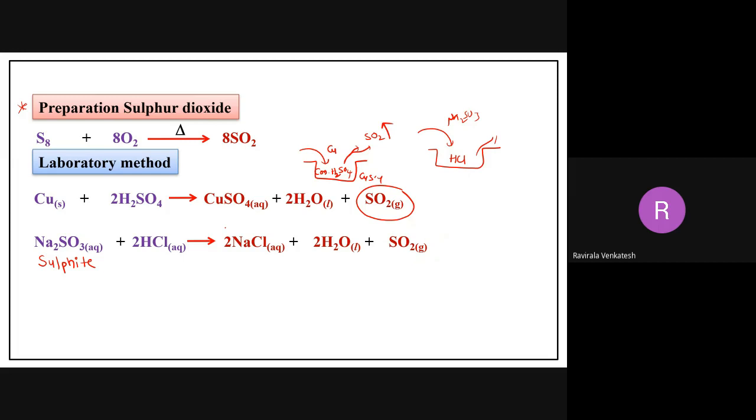When sulfide dissolves in HCl, what gas are you getting, beta? Sulfur dioxide, SO2, you are getting here, right? Next we'll see what the industrial method is, beta.